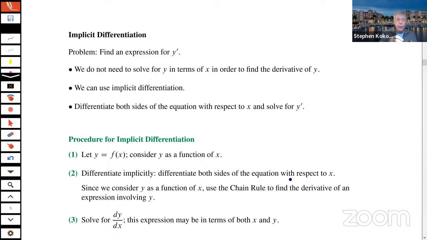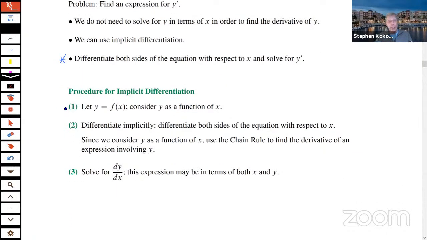And how do you do this? Well, I'll put a little star next to this, and then I'll expound on this just a little bit more. Basically, all we do is we differentiate both sides of the expression with respect to x, and then simply solve for y prime. So here's a little bit more delineated step-by-step procedure, and then we'll try to take a look at several problems.